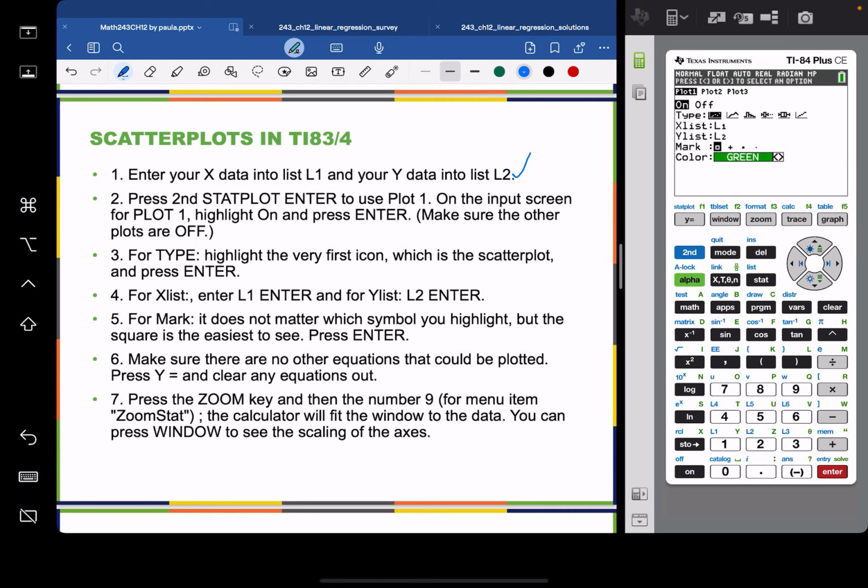And then go to step 6 says press Y equals. So if you have anything in here, you want to clear it out. And then press the zoom key. And then zoom 9 will make a window based on what we've selected. So that's the scatter plot for the baby weights. As gestational age increases, the babies are getting heavier and heavier.